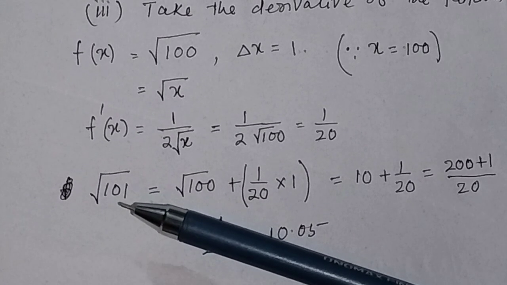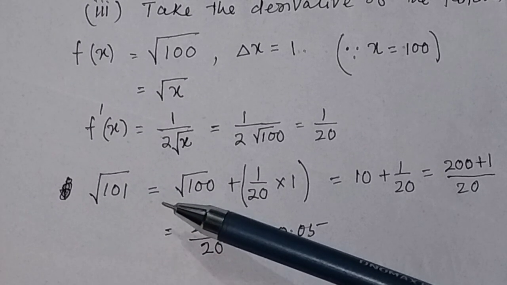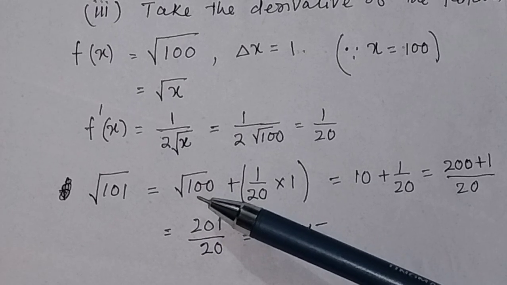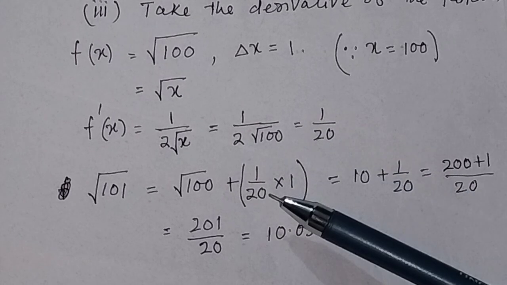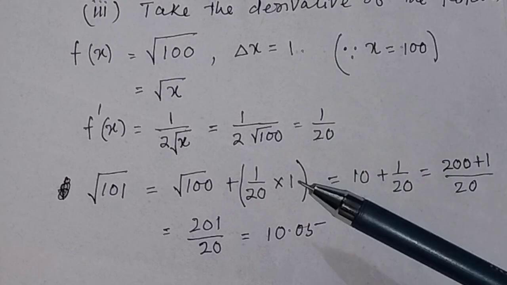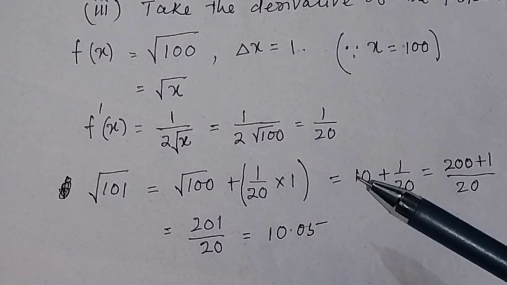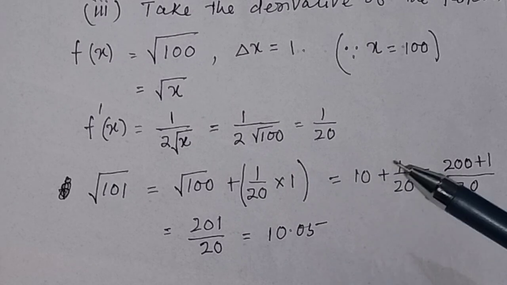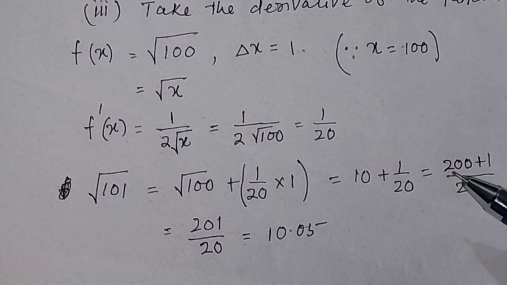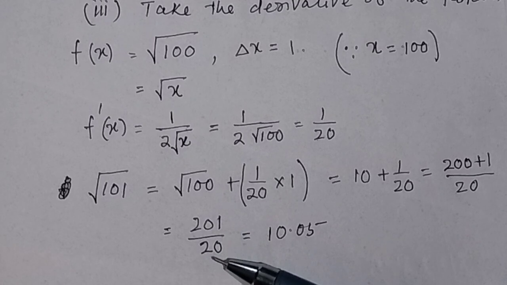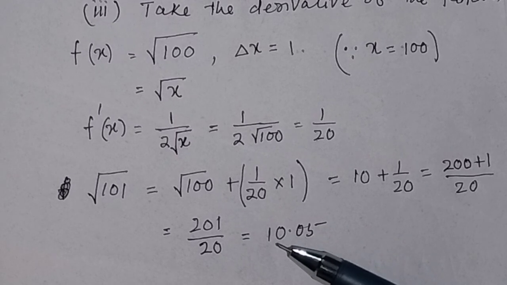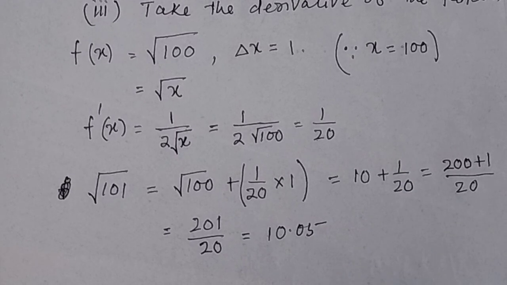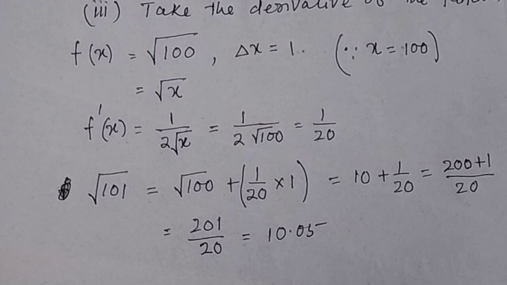Then the square root of 101 will be equal to f(x), that is the square root of 100, plus f'(x), which we found to be 1 by 20, multiplied by Δx equal to 1. So the square root of 100 is equal to 10, and 1 by 20 into 1 is equal to 1 by 20. If you add these two numbers, this will be 200 plus 1, that is 201 divided by 20, which is equal to 10.05. So you see how easy it is to find the approximate value of any number using differential calculus.